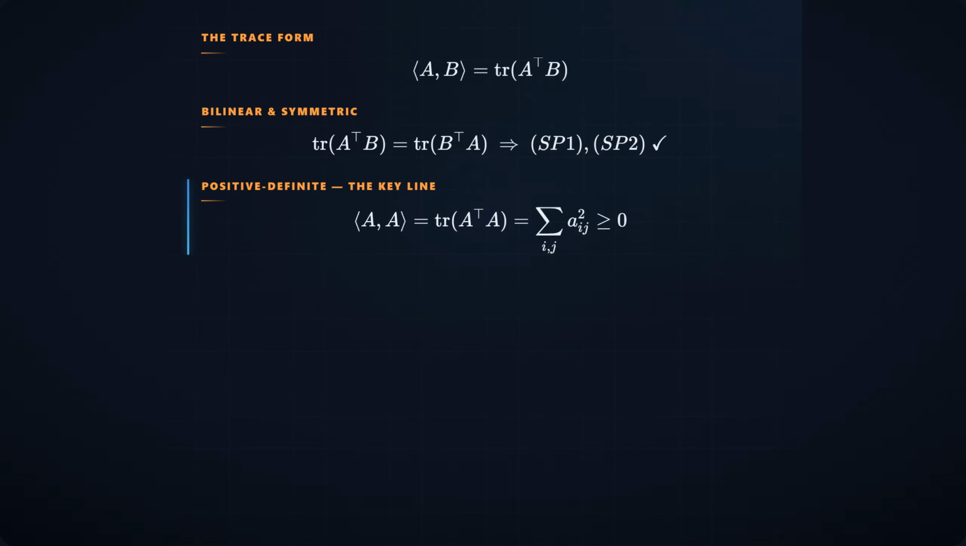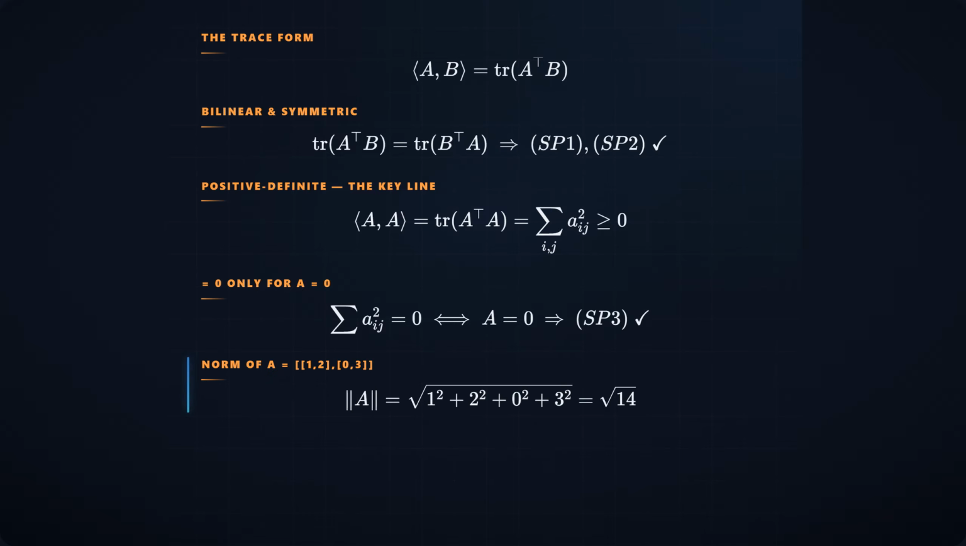Now the heart of it. A paired with itself is the trace of A transpose A, and that trace is exactly the sum of the squares of all the entries of A. Write it out, and you'll see every diagonal entry of A transpose A is a column's worth of squares. A sum of squares is never negative, and it's zero only when every entry is zero, that is, only for the zero matrix. Positive definiteness, done.